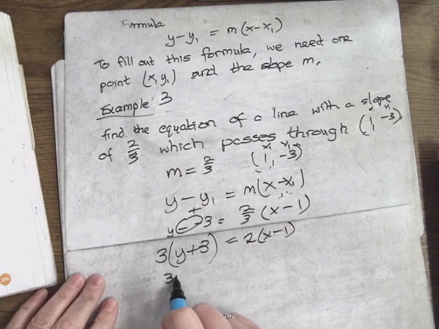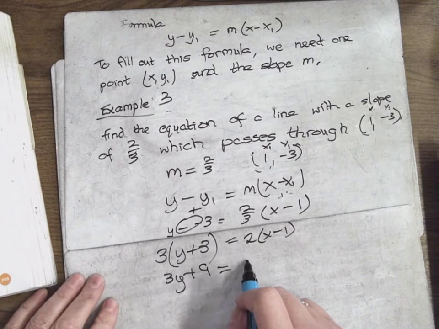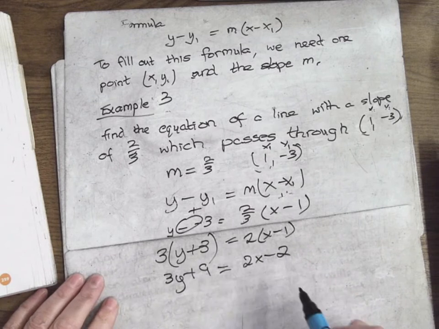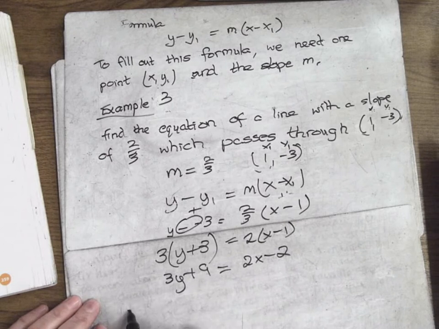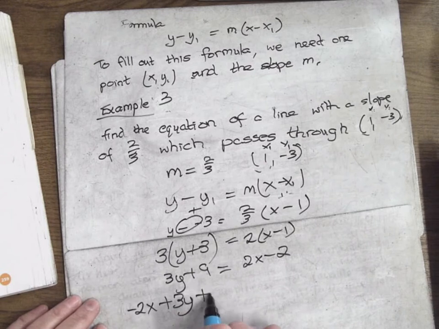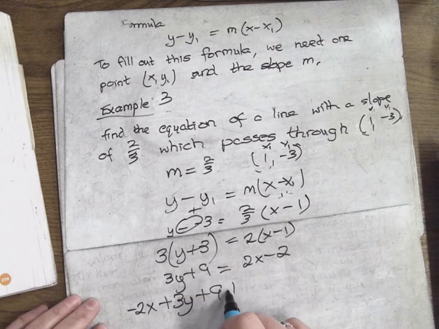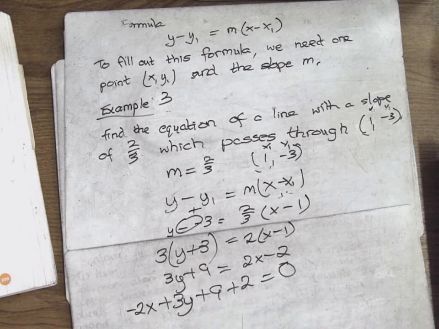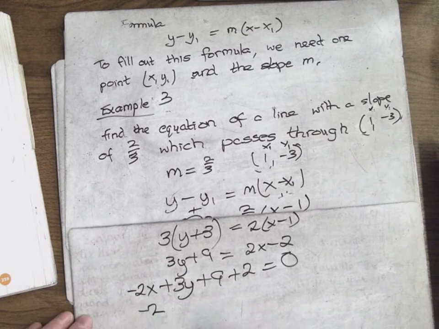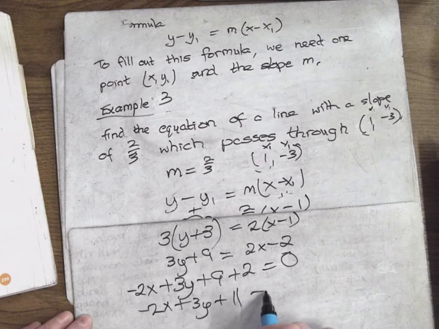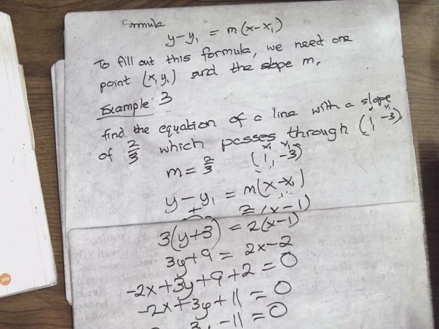And then you multiply out. So you get 3y plus 9 equals 2x minus 2. And then you want your x term over and first, so that's minus 2x. Then you have plus 3y. Then I have plus 9. And when I bring over the minus 2, it becomes a plus 2. And there isn't a thing left over there, so equals 0. So that's minus 2x plus 3y plus 11 equals 0. Change all the signs across, so that's 2x minus 3y minus 11 equals 0.